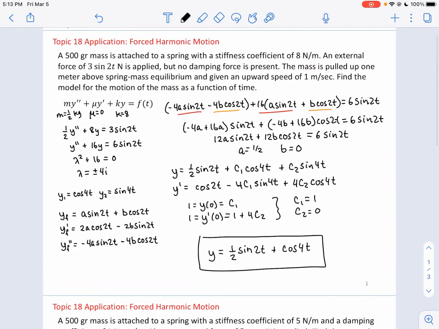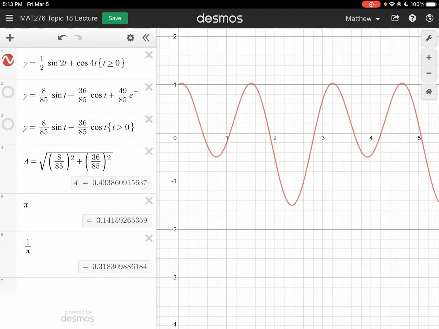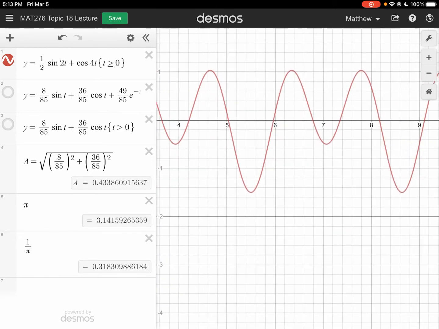So this is going to be the model for the motion of this mass as a function of time. Now we're going to go over to Desmos and graph it. And I've already typed this equation in so we can just see it. And you can notice that we have this sort of irregular sinusoidal function. It's because we're combining a sine and a cosine of different arguments. They have different individual frequencies, and so you get this strangely shaped sinusoidal curve. And remember, there was no damping in this, so that's why we're seeing a pattern emerge.